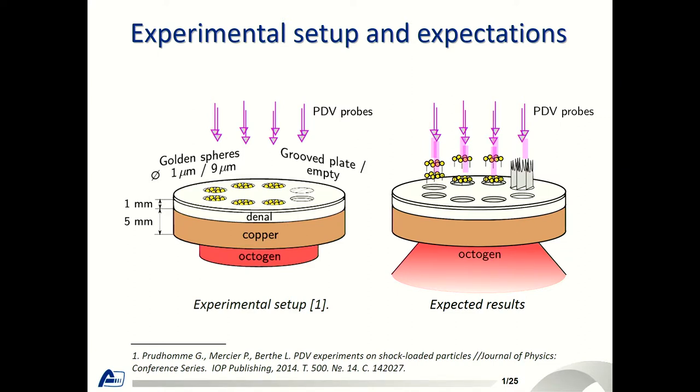Octogen plane wave generator on the bottom, then above it copper and Dennel plates. Dennel is a tungsten alloy. In a Dennel plate, there are some notches machined in which golden spheres, very small golden spheres, are placed, or the notch is empty, or it's filled with grooved plate. When the octogen is detonated, it's expected that the shock wave goes through copper, then it'll come to a layer of spheres, and the spheres go up, where their velocity is measured by PDV probes.